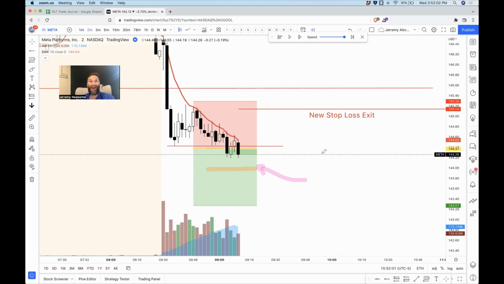Do not get into a trade because it has to make lower lows for you to make money on the trade. If the trend's already bearish, it's supposed to make lower lows. Make sense? If the trend's bullish, it's supposed to make higher highs.